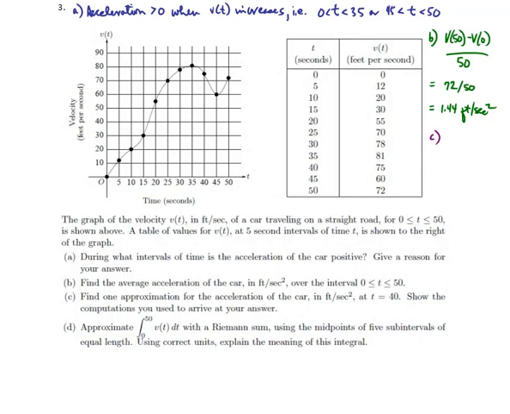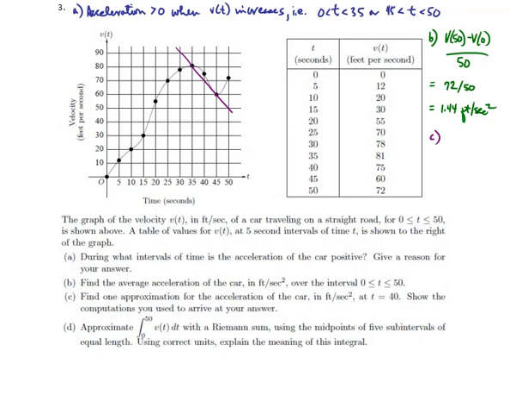For part C, we're asked to find one approximation for the acceleration of the car at t equals 40. Again, since this is velocity, acceleration will be the slope of the tangent line to the velocity curve. Since we don't have a function, we can't algebraically determine the derivative, but the easiest way to do this will be to find 2 points that give a good approximation for the slope at t equals 40. So we'll use instead 35 and 45.